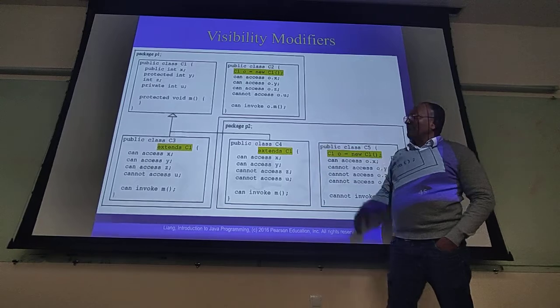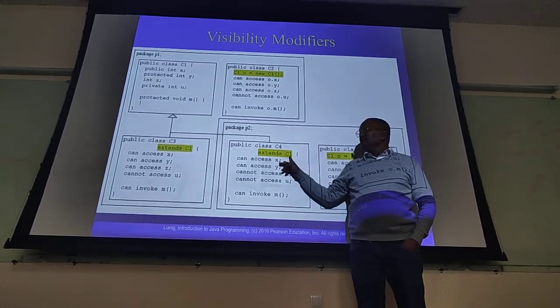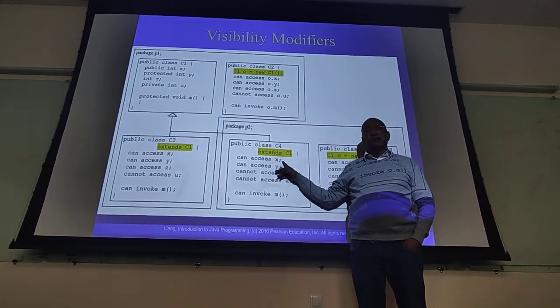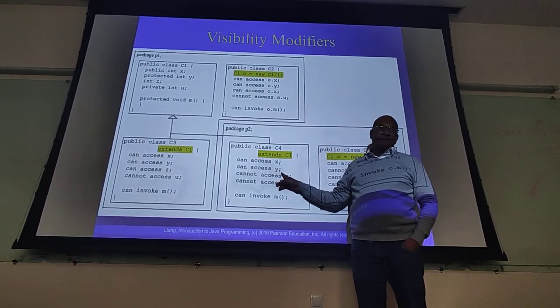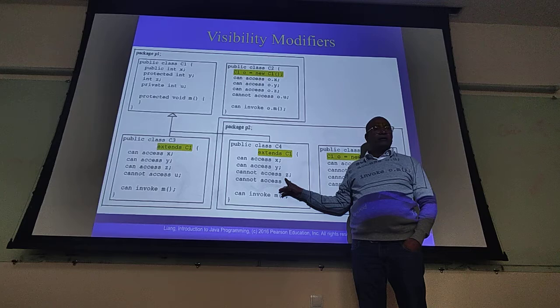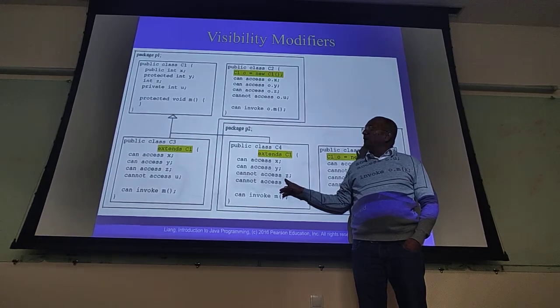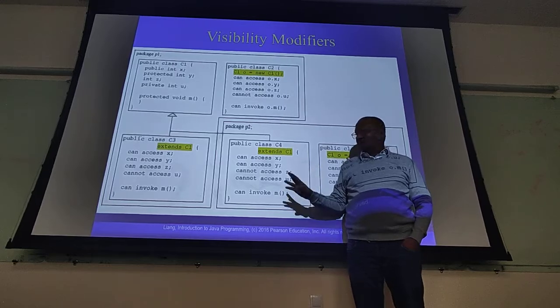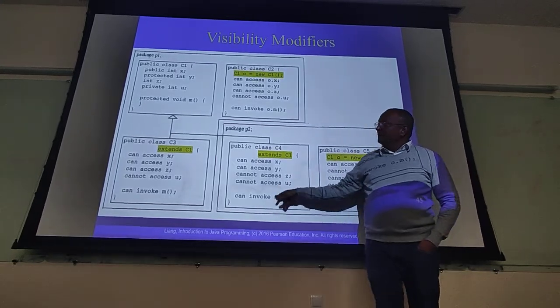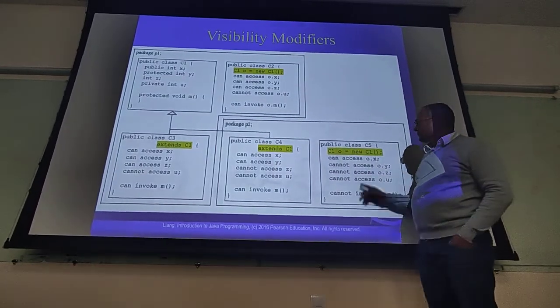Okay, let's go to package 2. C4. C4 derived from C1. Can you access X? Yes, public. Can you access Y? Yes. Y is protected, subclass. Okay. Z? No. Why? Default. Outside the package. And U? Can you access it? Yes. It is a subclass.